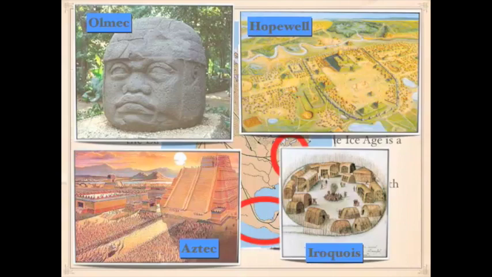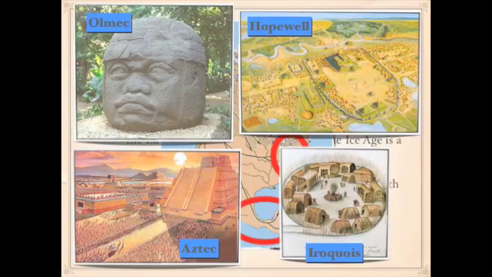So these Iroquois people, who were descendants of the Hopewell, we can really see that they're going to have a big impact on these settlers who will come from Europe. So when you think about this overall, the 4 tribes to remember are the Olmec, who eventually gave way to the Aztec, and the Hopewell, who eventually gave way to the Iroquois.